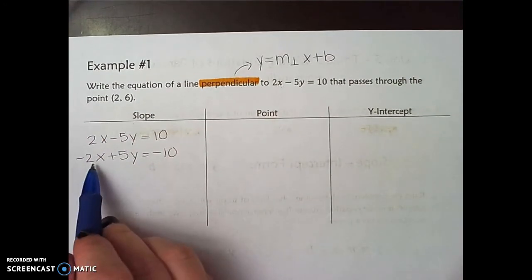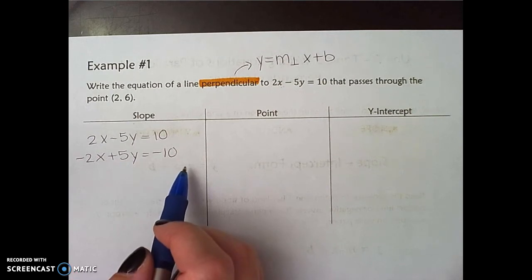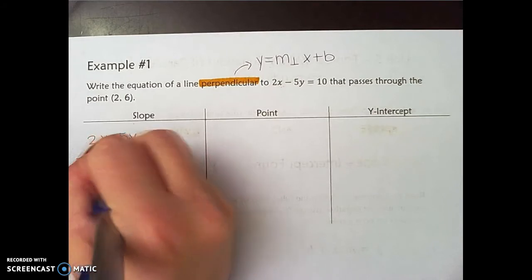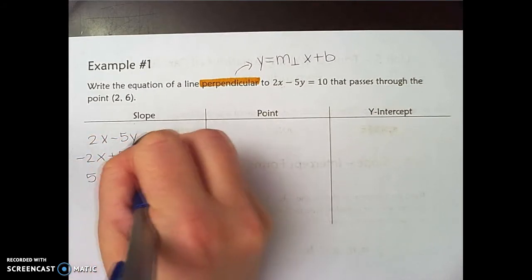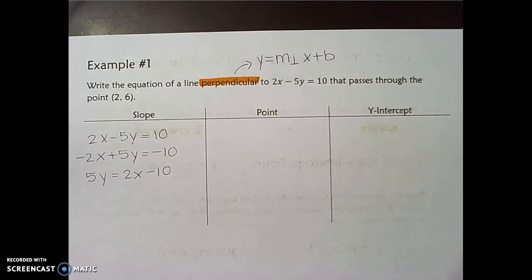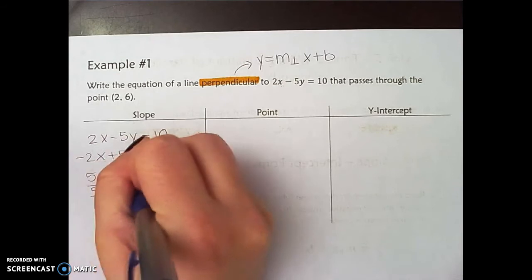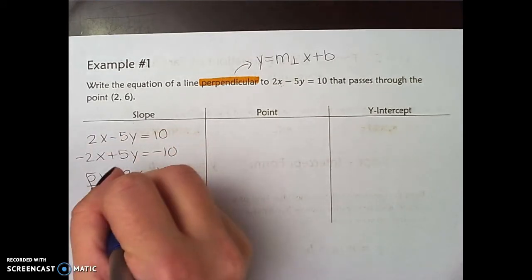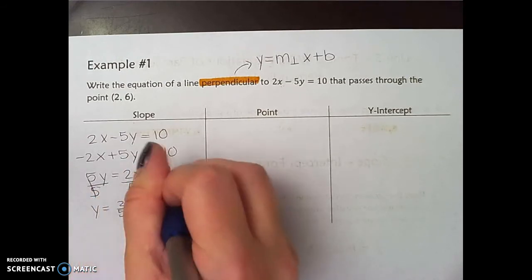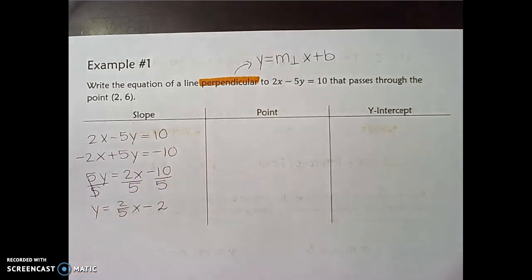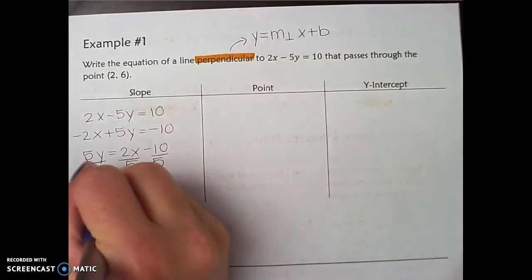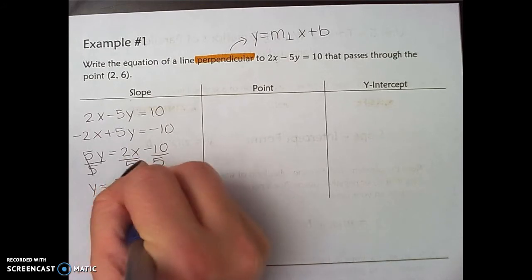I want to bring this negative 2x to the other side of my equation, so it's going to become a positive 2x. I'll have 5y equals 2x minus 10. Next, I need to divide all of my terms by 5. So I'll have y equals 2/5 x minus 10 divided by 5 is 2. I'm going to go ahead and identify the slope of this line. The slope of this line is equal to 2/5.